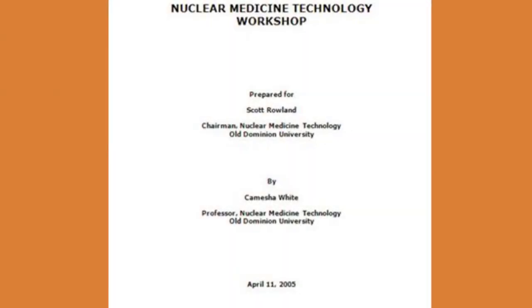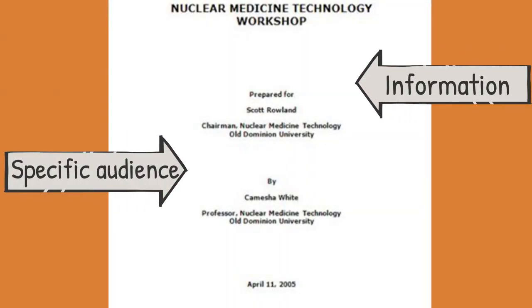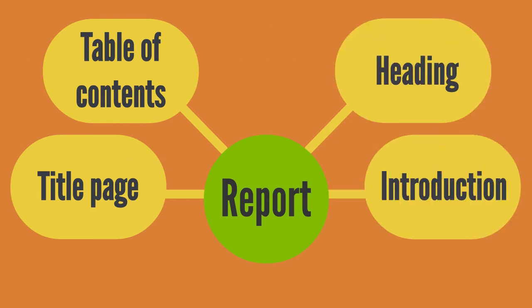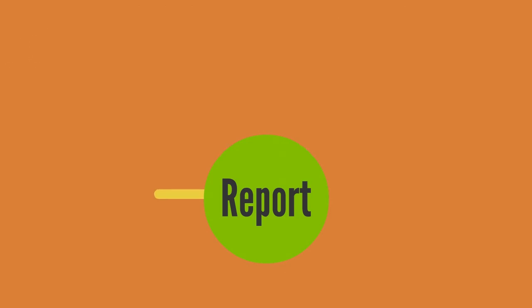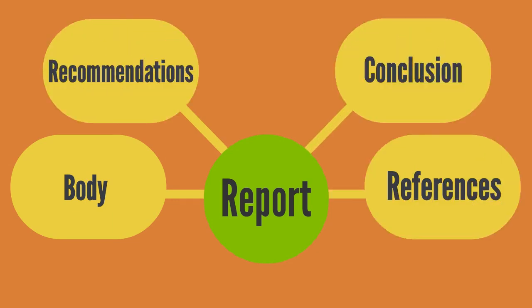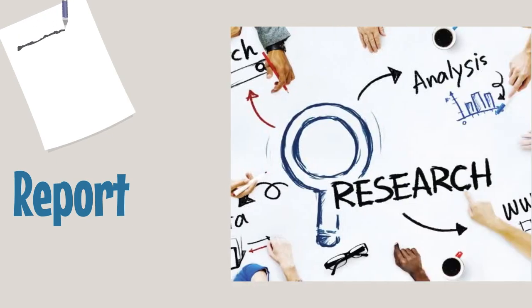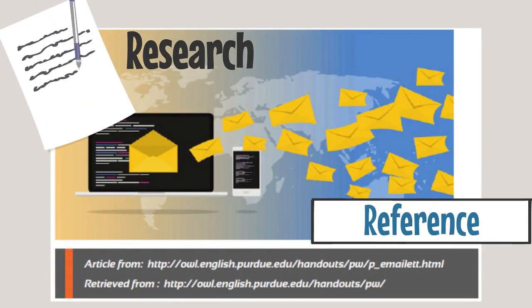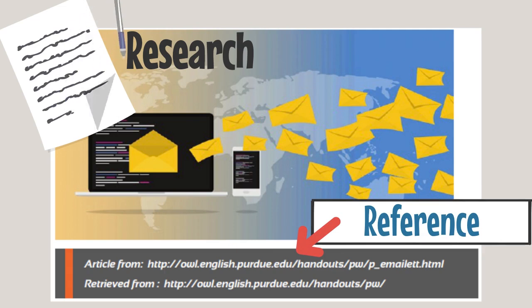A report is a document that presents information to a specific audience. A report will usually include the following sections: title page, table of contents, heading, introduction, body, recommendations, conclusion, and references. When writing a report, it is often necessary to do some research. Research is the process of collecting information. When writing a research report, it is important to always include references, which tells a reader where the information came from.